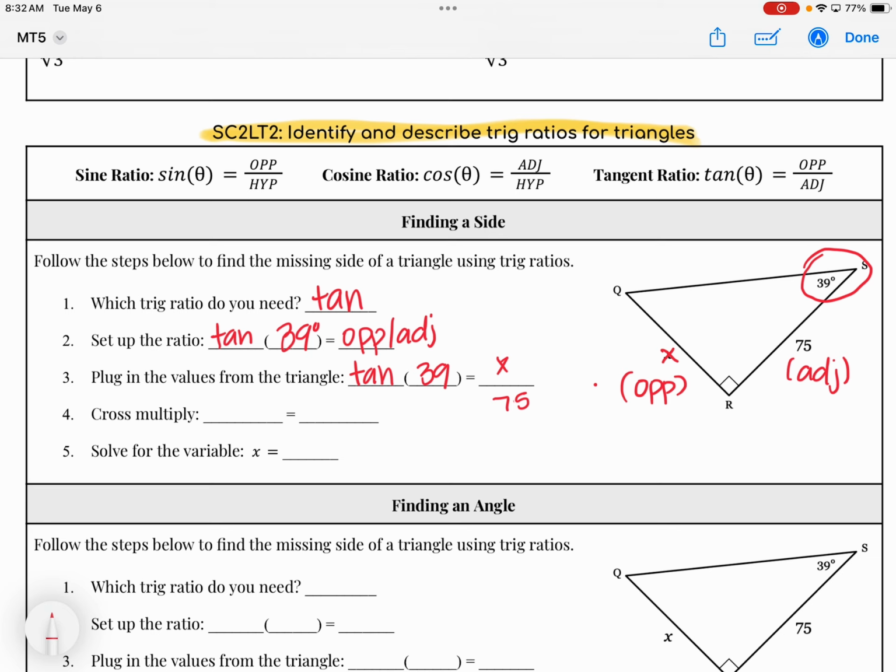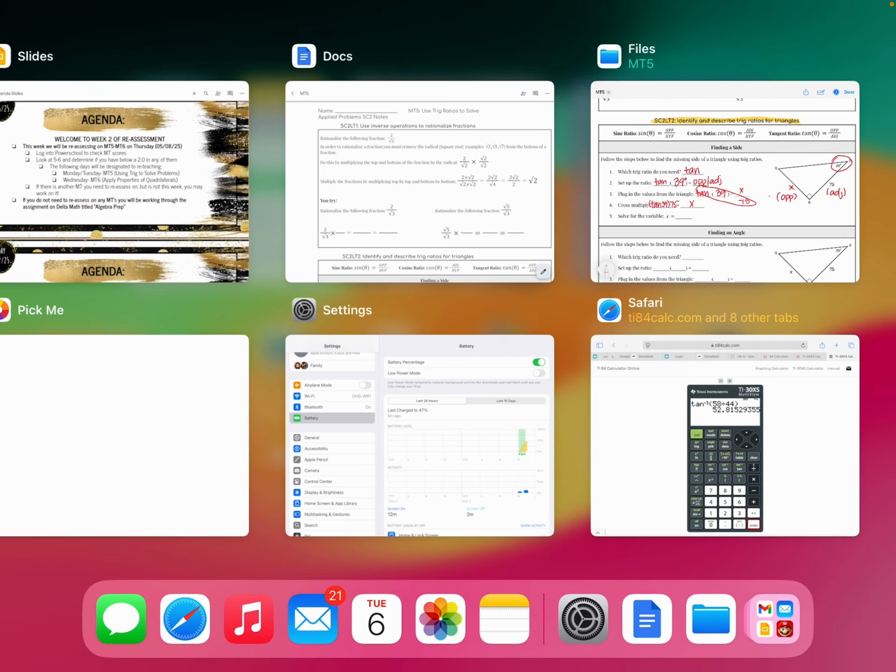Anything that is just a number is over 1. So that tangent of 39 is over 1. Let's cross multiply there. We're going to have tangent of 39 times 75 equals X. Do you guys know how to plug this into the calculator, or do you want me to pull up the calculator?